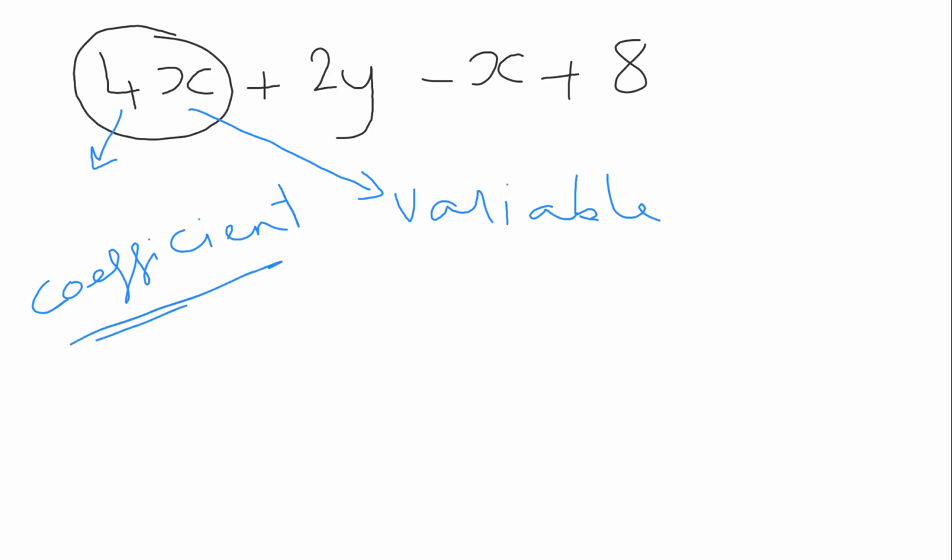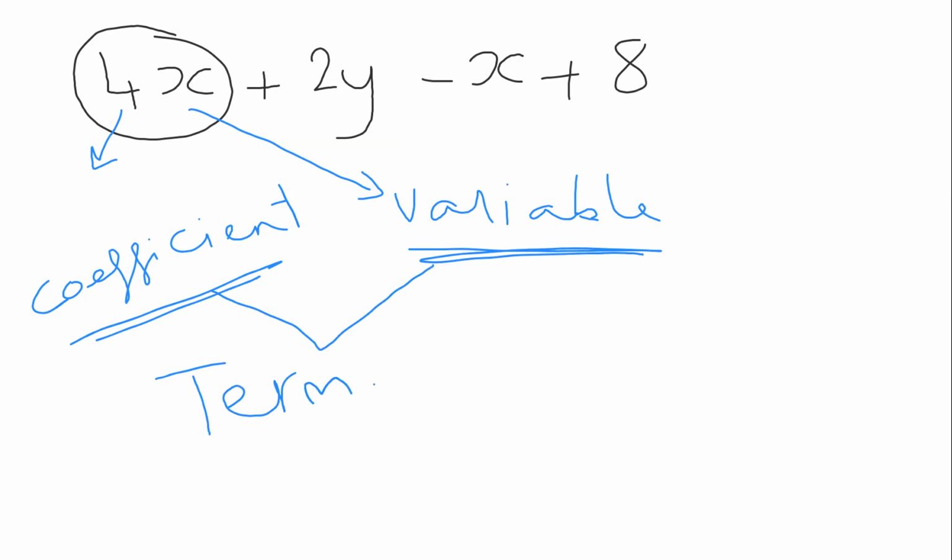A coefficient with a variable, both together make a term, which means in the 4x is a term, 2y is a term, x is a term, 8 is a term. So a coefficient with a variable make a term.